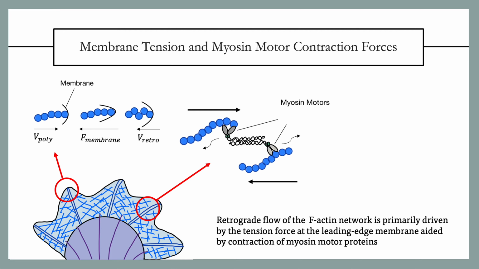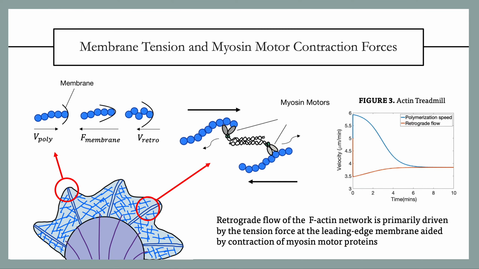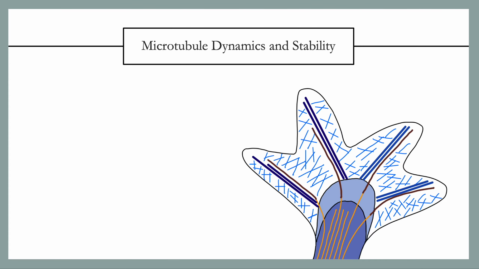of f-actin. Figure 3 illustrates the actin network reaching equilibrium, also called actin treadmilling. The force of the membrane tension slows actin polymerization, shown in blue, and speeds up retrograde flow, shown in red, until both polymerization and retrograde flow are at equal rates. It's important to note that there is no net protrusion of the growth cone during actin treadmilling. I'll now describe the steering mechanism of the growth cone vehicle.